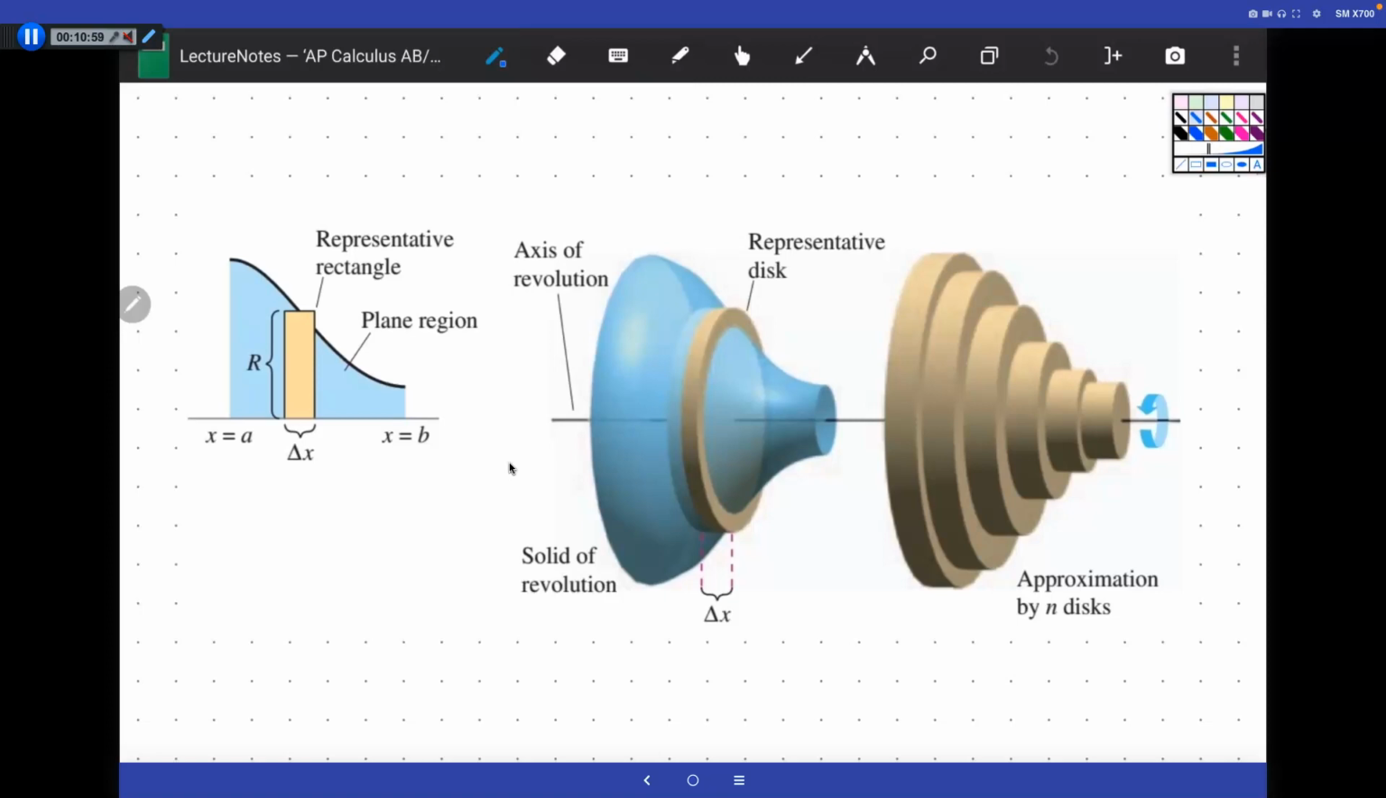So imagine this blue area. This is one of those representative rectangles. As the area rotates around the axis, it would make this blue shape. Kind of cool. Anybody ever do any woodworking on a lathe? It's kind of like that.